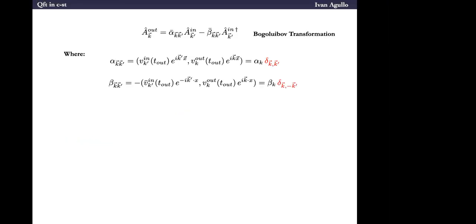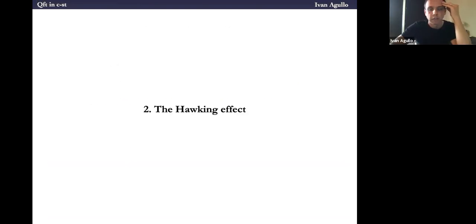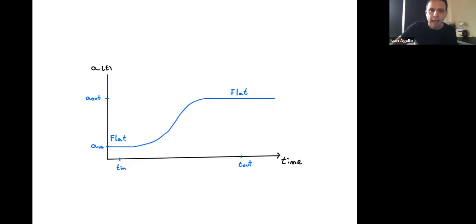You still have about 10 minutes before the questions. Right, but they have another section here. So let me invest those 10 minutes describing the Hawking effect. In the section that I just jumped, I was doing the in-out scenario in cosmology, considering a fictitious scale factor, which is flat at early times and then flat at late times.